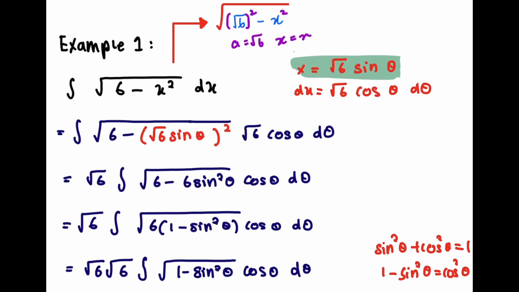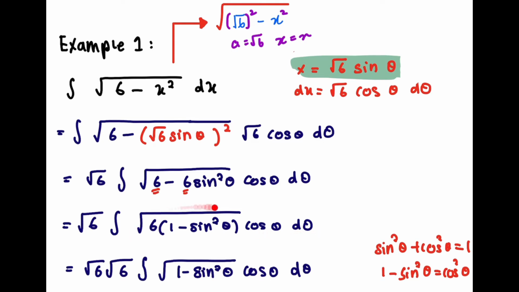Now we can see that this is a constant, so let's take it outside. And this is just the integral of the square root. Let's open up the square here and expand. So this is just 6 minus 6 squared sine squared theta, and just rewrite back cos theta d theta. We can see here that 6 is a common term, so let's factorize 6 out, and you're left with 1 minus sine squared theta. The rest of it, just rewrite it back.